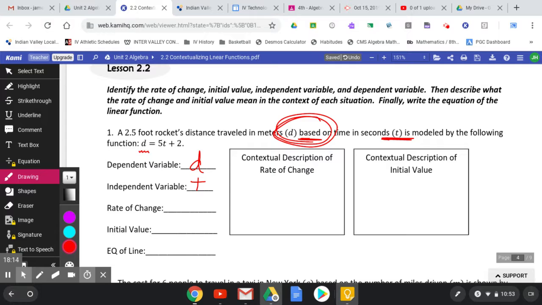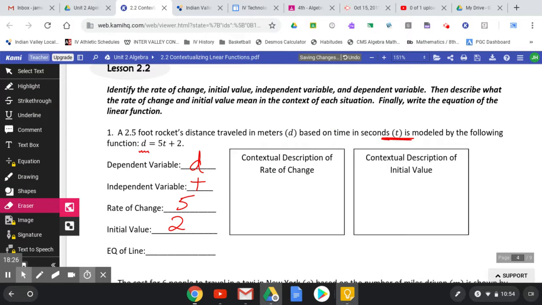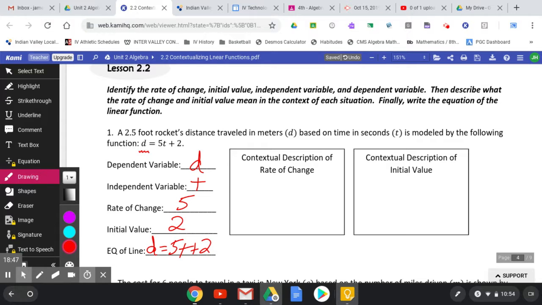Yes, Zach? Isn't the rate of change 5 and the initial value 2? It absolutely is. The rate of change is 5, my initial value is 2. Now, in that particular case, there's no way I could know that from the sentence above, because without the equation, it doesn't tell me a rate of change or an initial value, but it does in the equation. And of course, this one's really easy to tell the equation in the line. It's just D equals 5T plus 2. So now, what's the contextual description of the rate of change?